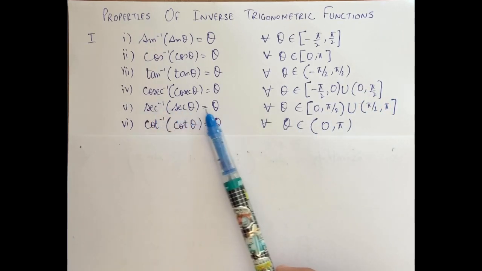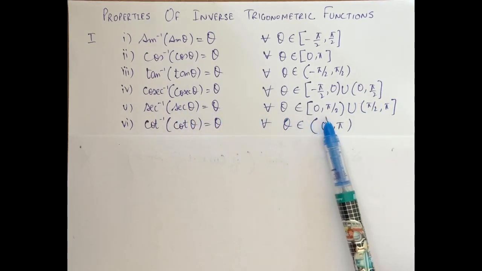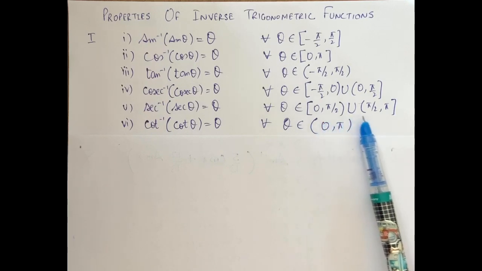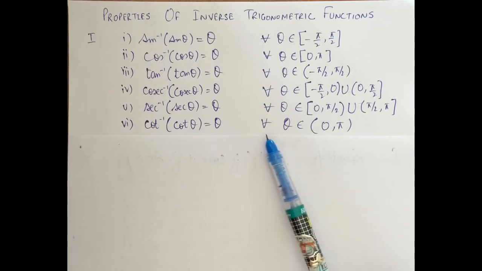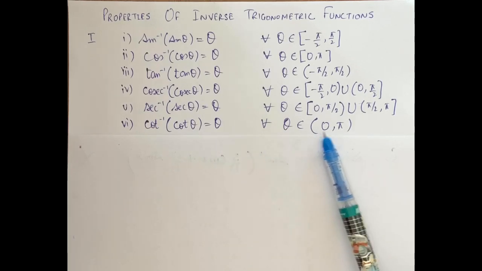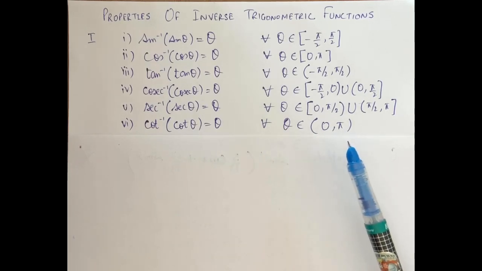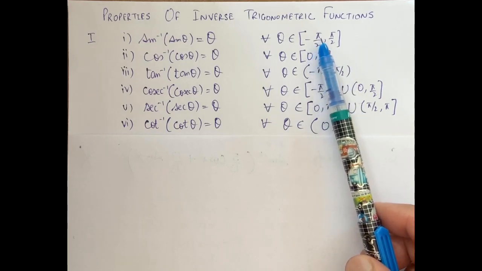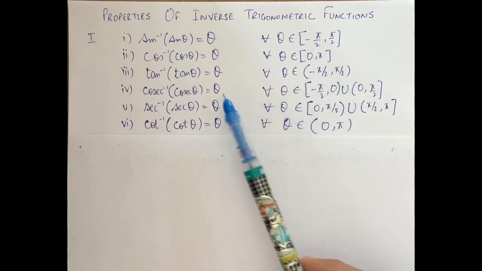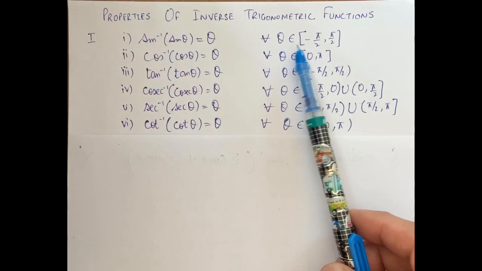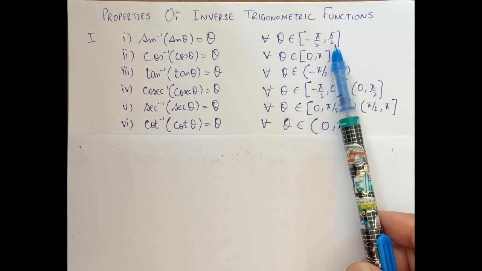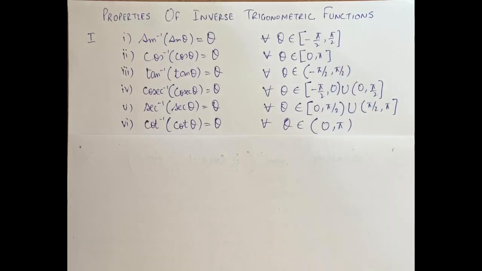Secant inverse of secant theta is theta when theta belongs to 0 to pi by 2 union pi by 2 to pi. And cot inverse of cot theta is theta when theta belongs to 0 to pi. Now what are these values? You have already read these values. Sine inverse of sine theta, I repeat, is theta when theta belongs to minus pi by 2 to plus pi by 2. Now let us solve questions based on these.